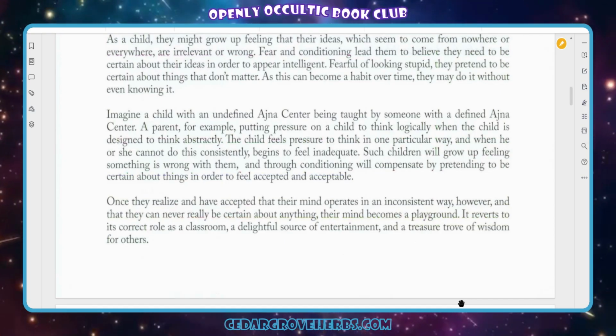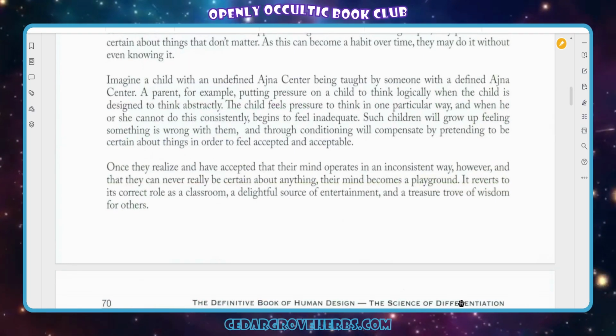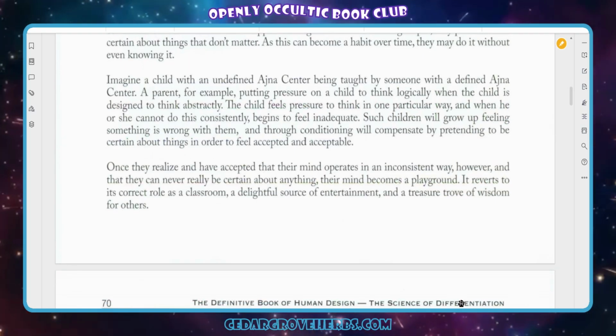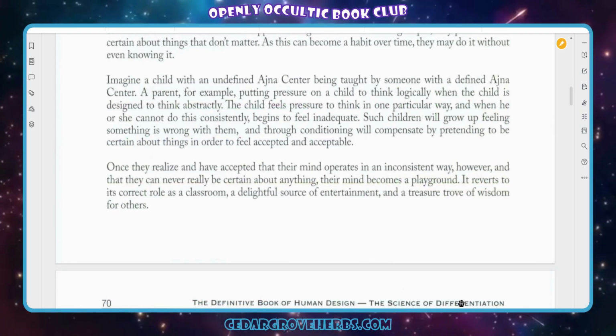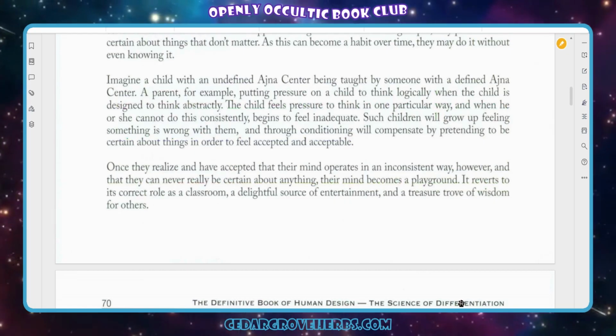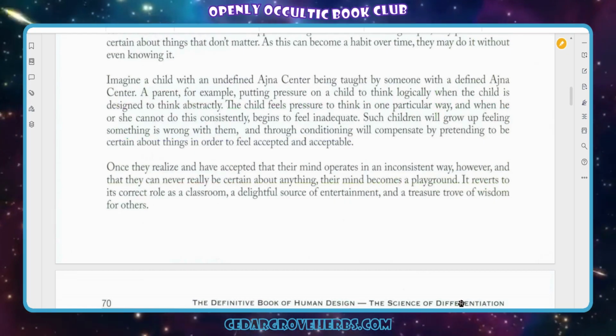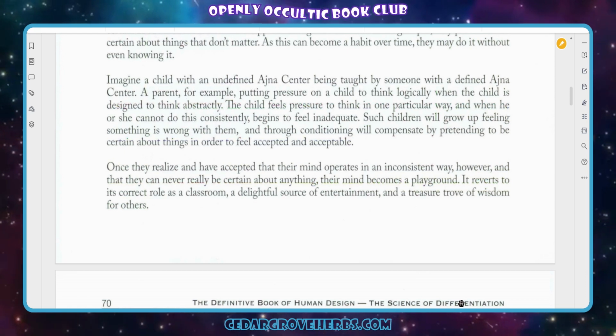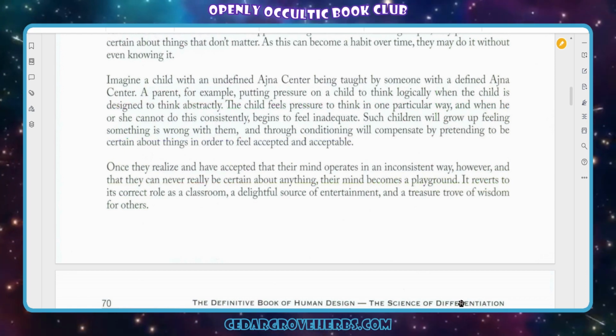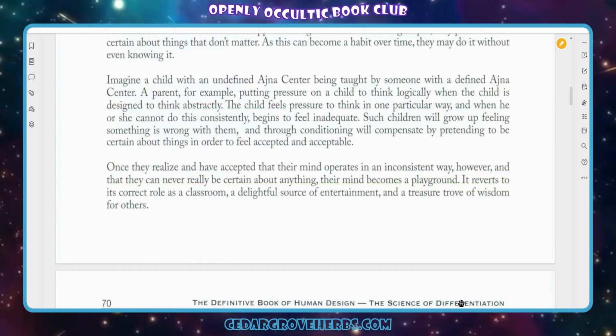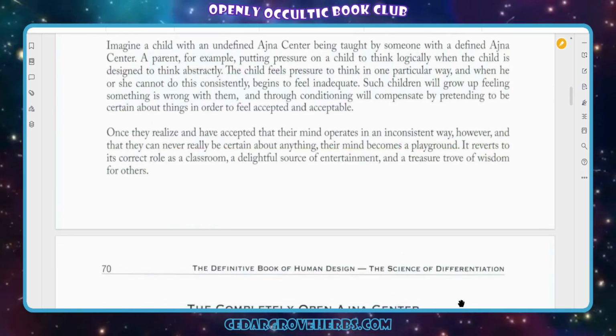Once they realize and have accepted that their mind operates in an inconsistent way, however, and that they can really never be certain about anything, their mind becomes a playground. It reverts to its correct role as a classroom, a delightful source of entertainment, and a treasure trove of wisdom for others.